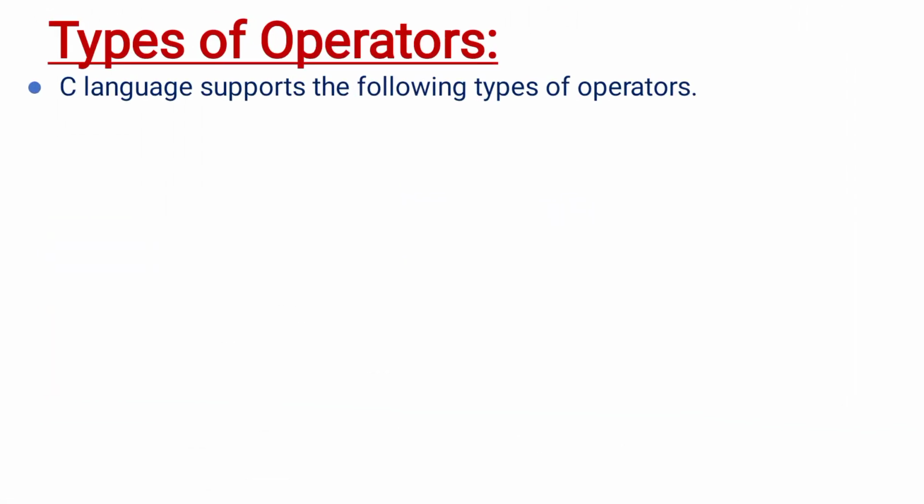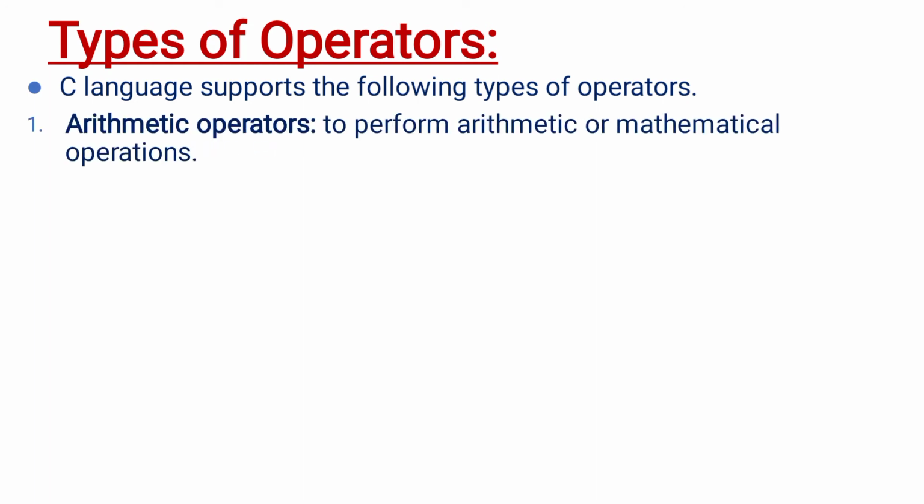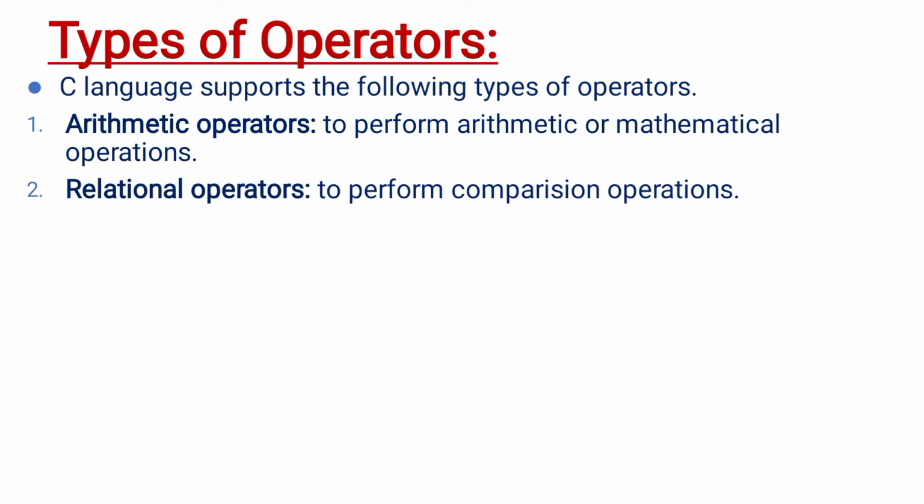Next, we will see the types of operators available in C language. C language supports the following types of operators. Let's see the list of types of operators available in C language. Number 1, arithmetic operators. These arithmetic operators are used to perform arithmetic operations or mathematical operations. Relational operators. The relational operators are used to perform comparison operations.